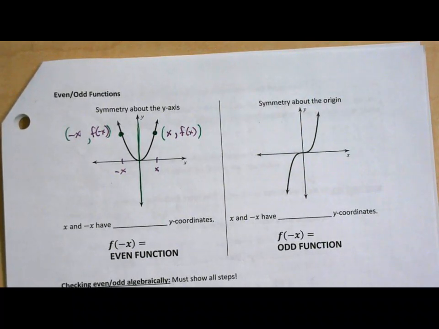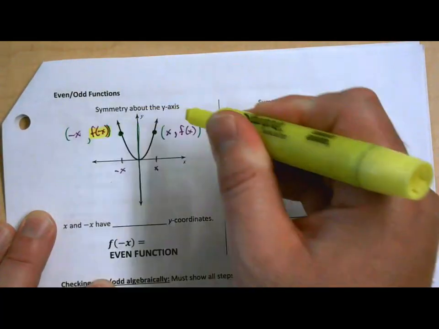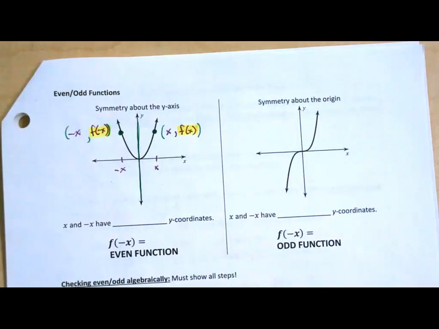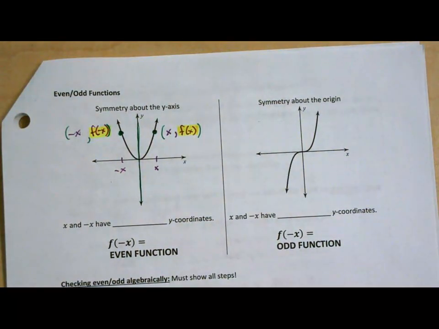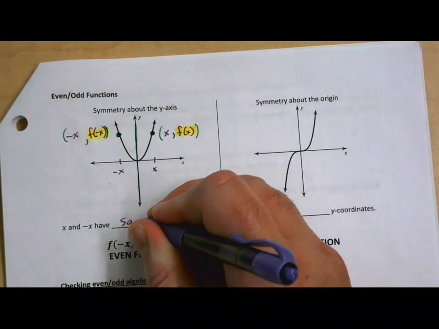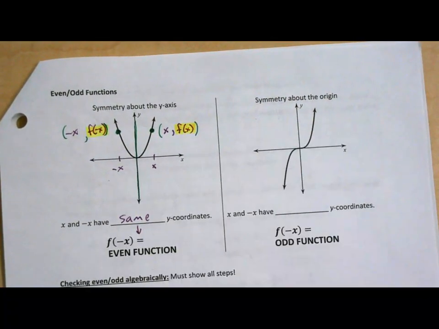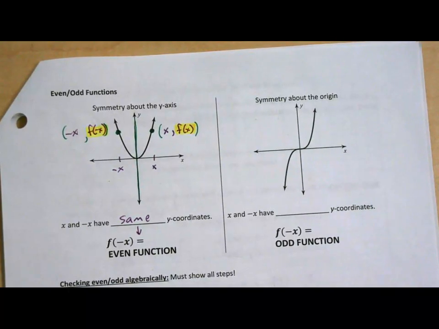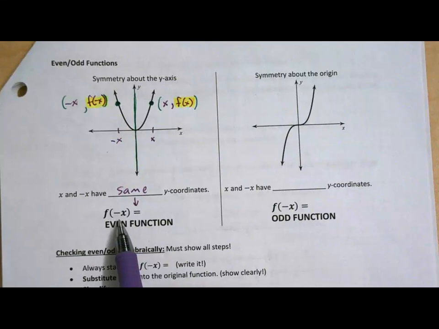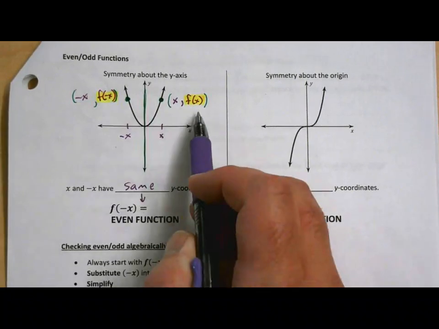All right, so here's the big thing about even functions. The algebraic definition of even functions has to do with the y coordinates. What is special about the y coordinates of these 2 points? They are exactly the same. They're both the same level vertically, right? So x and negative x have the same or equal y coordinates. So the technical algebraic definition of an even function is a function for which f of negative x is equal to f of x.